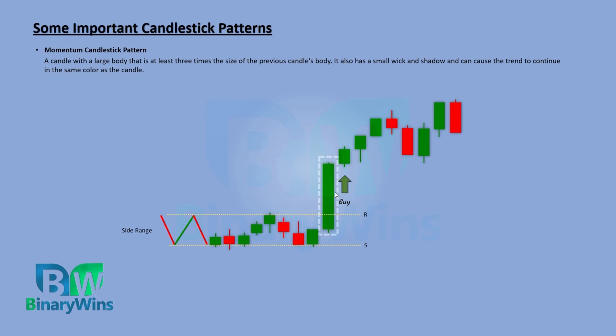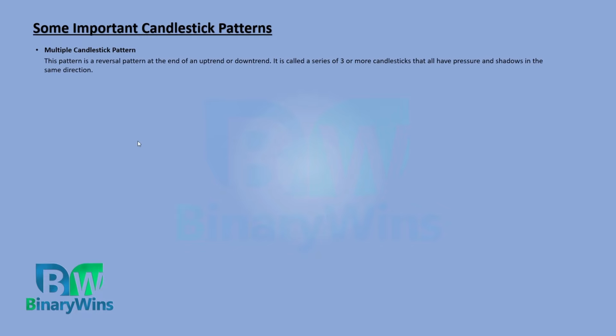So, this is called a momentum candle, which is one of the good candlestick patterns that, when identified correctly, can help us make good trades. The next pattern is the multiple candles pattern, which is a reversal pattern that usually appears at the end of an uptrend or downtrend. How to identify this pattern?